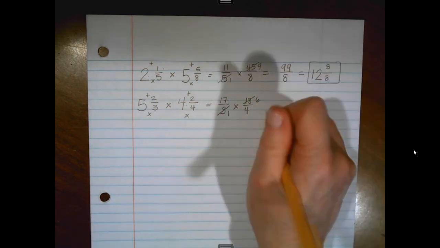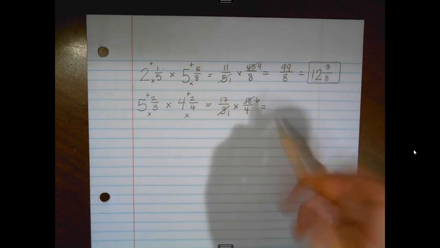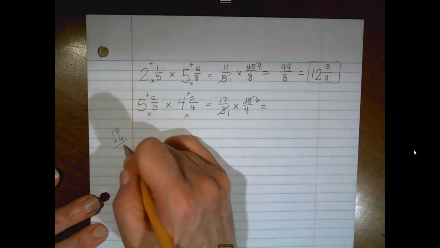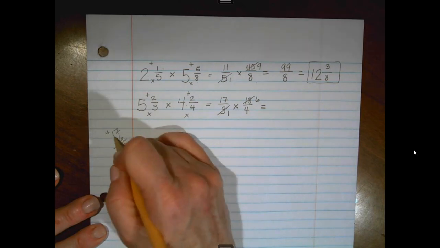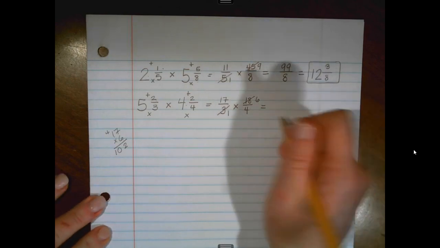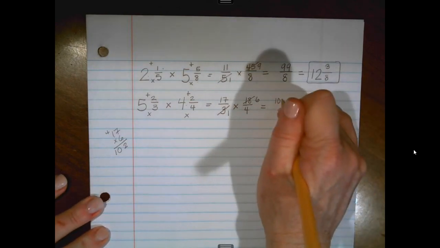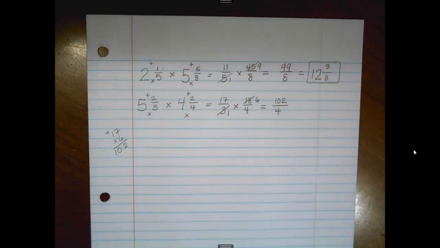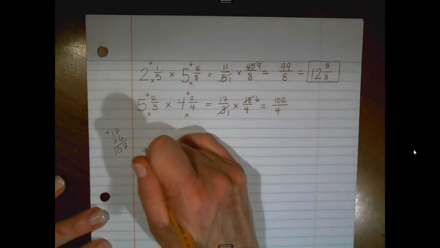All right, now I am going to have to go out to the side and multiply. So just somewhere on your paper, 17 times 6 is 42. 6 times 1, 6, plus 4 more is 10. So I get 102 for my numerator, fourths. All right, so that product is now going to have to be converted to a whole or mixed number. And again, I'm going to have to do that one out to the side.